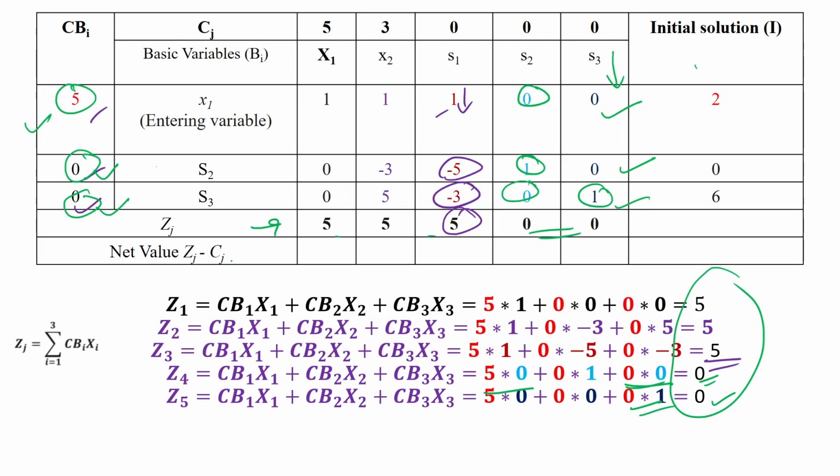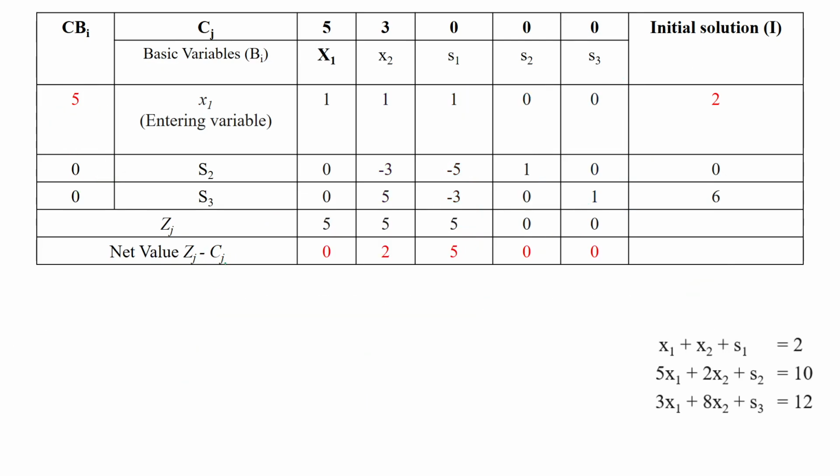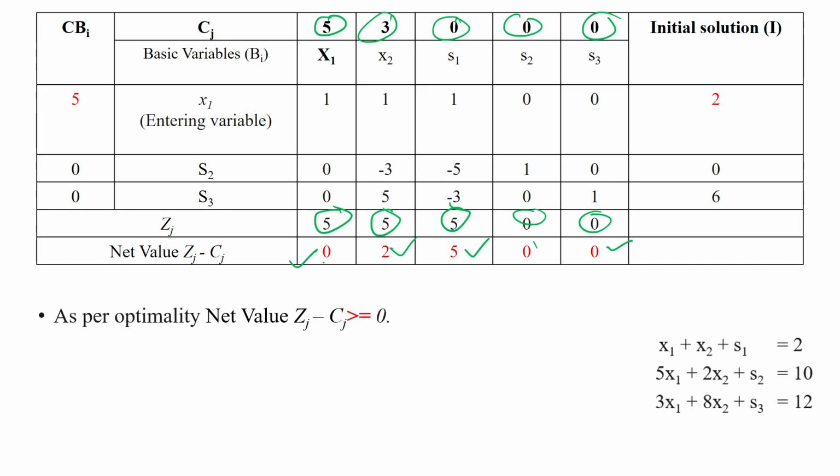Now we have to check ZJ minus CJ. ZJ minus CJ: 5 minus 5 is 0, 5 minus 3 is 2, 5 minus 0 is 5, and 0 minus 0 is 0, 0 minus 0 is 0. Now we have to check the optimal condition, ZJ minus CJ greater than or equal to 0. 0 greater than or equal to 0, yes, it is true. 2 greater than or equal to 0, true. 5 greater than or equal to 0, true. 0 greater than or equal to 0, true. 0 greater than or equal to 0, true. So now we can stop the algorithm.